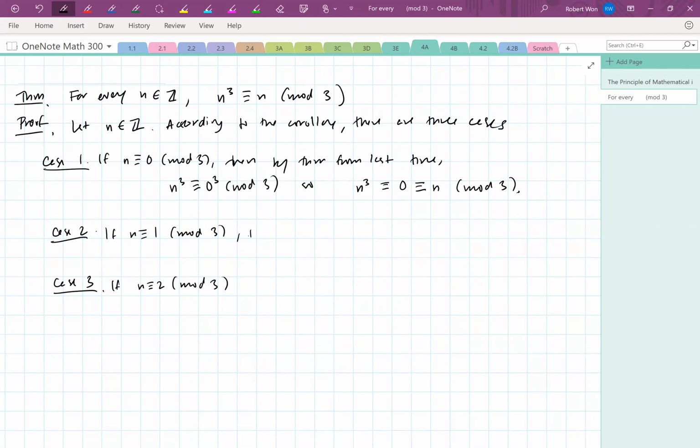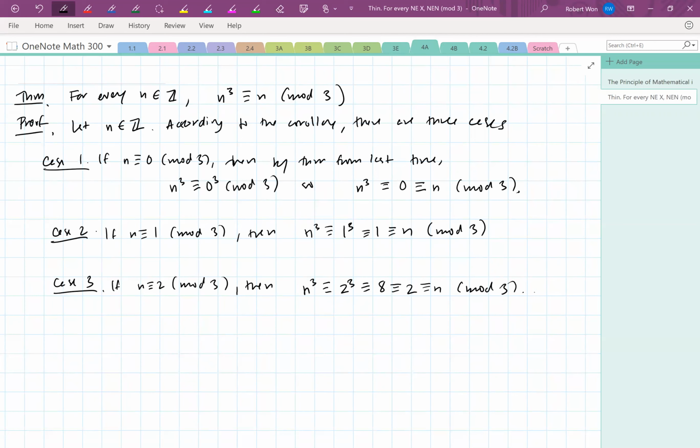Similarly, if n is congruent to 1 mod 3, then n cubed is congruent to 1 cubed, which is congruent to 1 mod 3. Sorry, which is congruent to n again, because n is congruent to 1. And similarly, if n is congruent to 2, then n cubed is congruent to 2 cubed, which is congruent to 8. But 8 is congruent to 2 modulo 3, which is congruent to n. So in every possible case, you get that n cubed is congruent to n. Hence, this result is true. This non-obvious result is true.